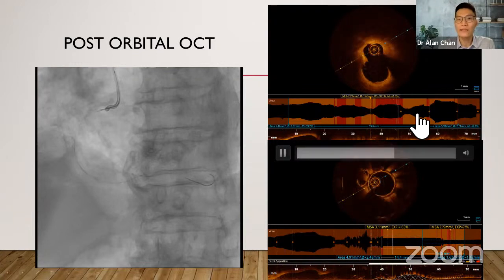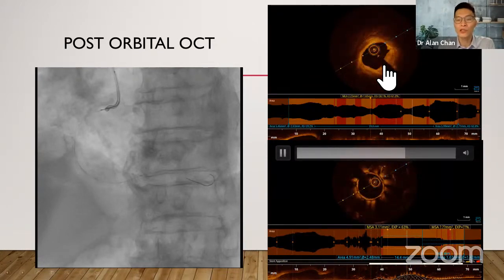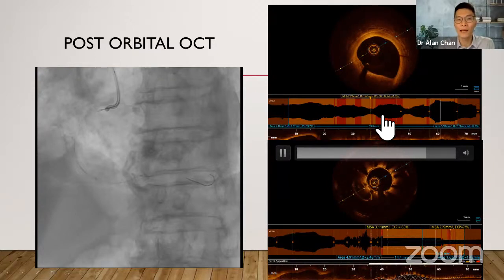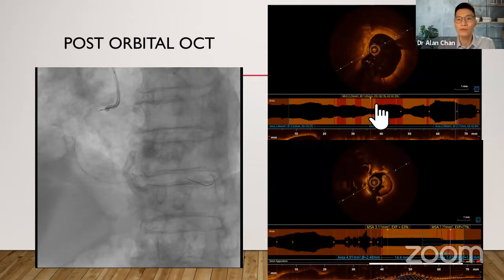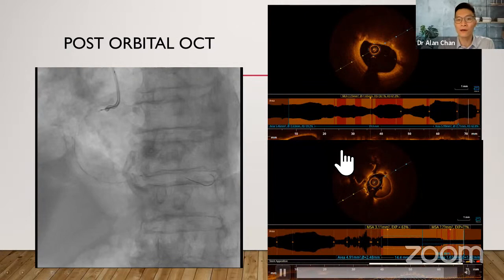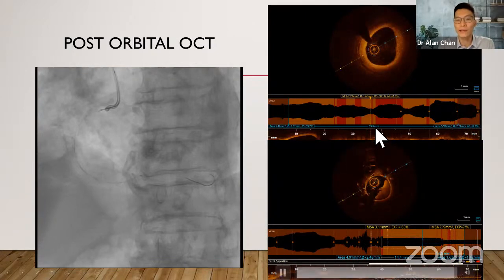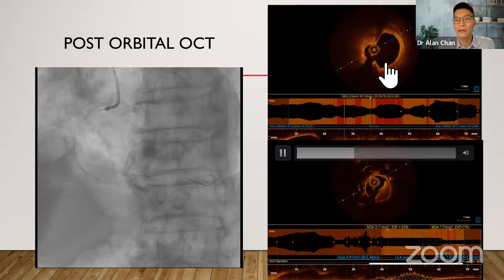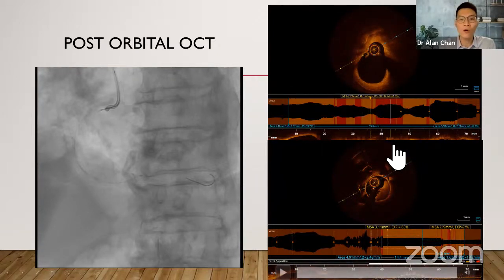So in fact, you can see we were able to achieve good luminal gain, but there is still a lot of heavy concentric calcification at certain junctures within the RCA. In particular, around here, you can see the cracking, but still very thick calcification. So we are facing so-called super calcified lesions.